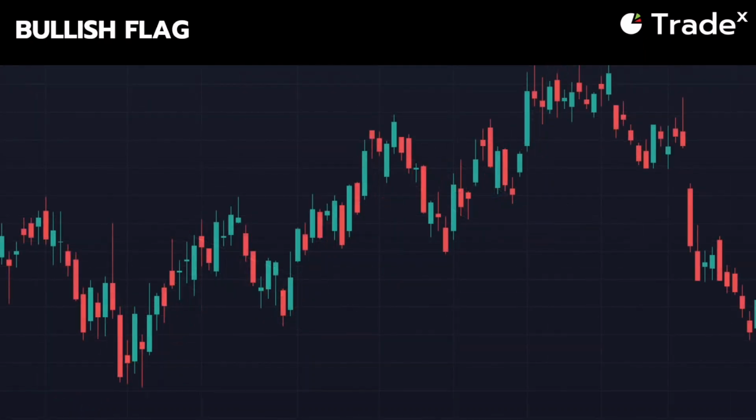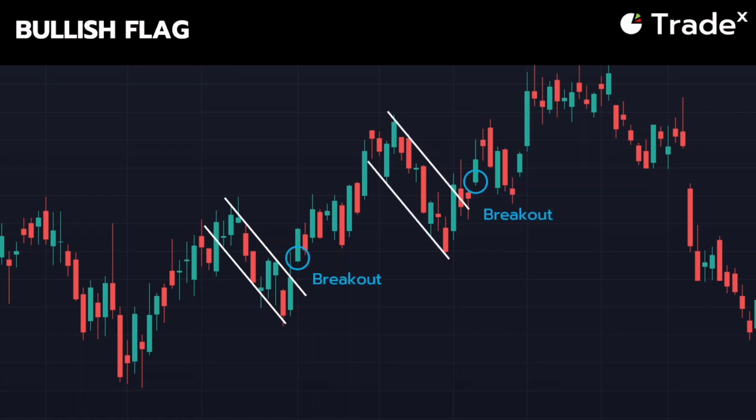Similarly, this example illustrates two consecutive bullish flag patterns, where the price undergoes a noticeable pullback each time. In both instances, the price breaks out of the flag pattern to the upside, allowing the uptrend to continue.